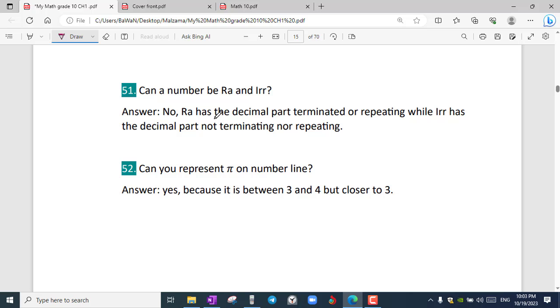Can you represent pi on number line? Of course, we already did. It's a number between 3 and 4.